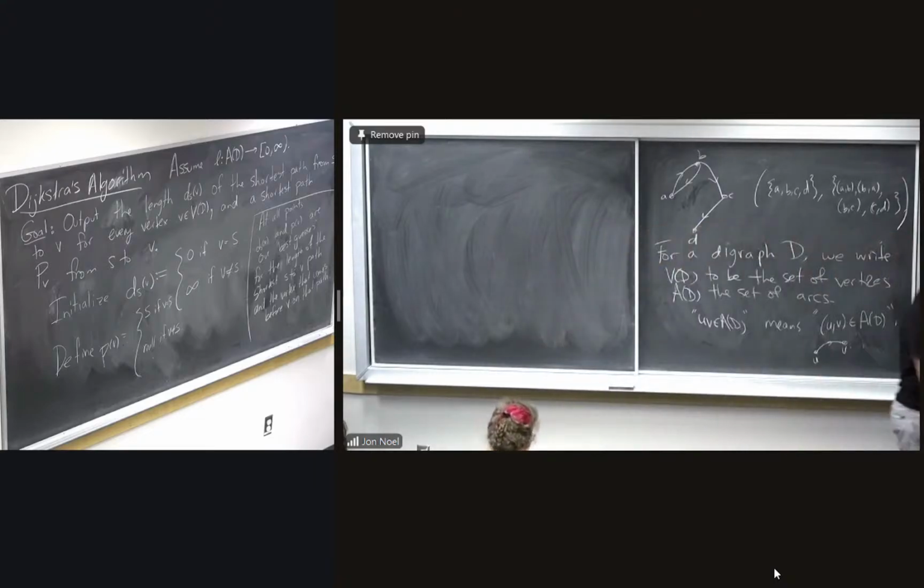Sorry, I need one more thing. I'm going to have a set R, which at the beginning of the algorithm is just the empty set. R is the set of vertices that I've reached so far in the algorithm, and that's going to keep updating as we go. So at the beginning we haven't done anything, so R is empty.